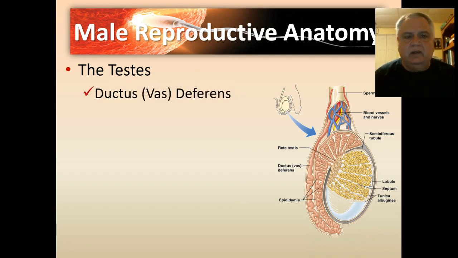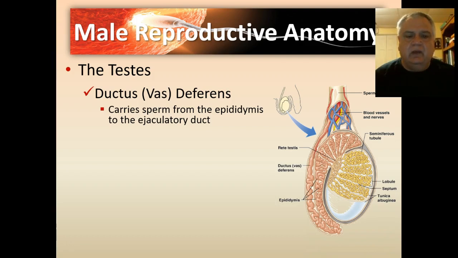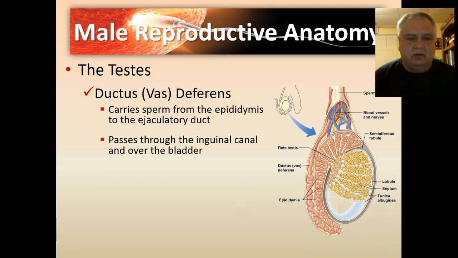So let's take a look at the ductus or vas deferens. This carries the sperm from the epididymis to the next structure, which is the ejaculatory duct. It is going to pass through the inguinal canal and up over the bladder. So it's going to enter the body wall, and the inguinal canal is located where the lower extremity meets the body wall. It passes through the body wall at that region. It then passes up and over the bladder.